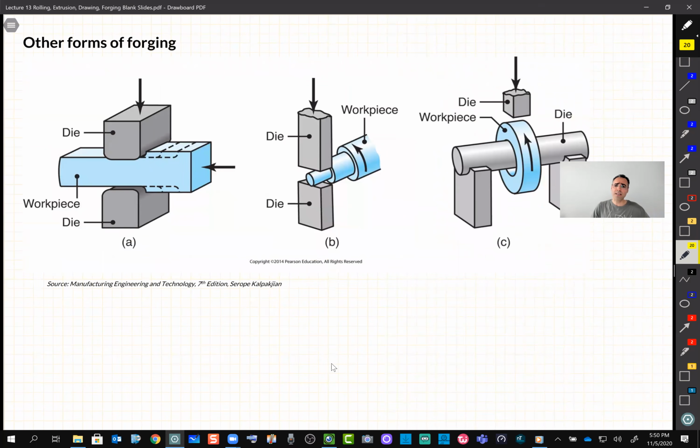Depending on the process, like you see in picture A, you can just reduce the thickness of a portion of a part. You can rotate it, like in picture B, to get a round shape, or maybe like this ring, where you can apply the load, normally by hammering, while you're rotating the ring to forge it to the shape that you want. Usually these are not automated, and people use it for a quick, simple process, if you're just making one or a few parts.